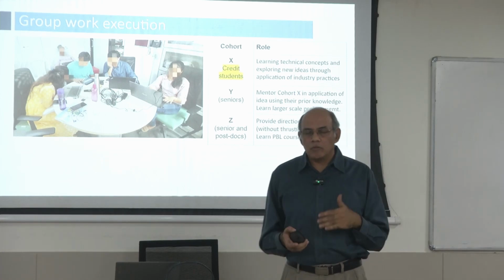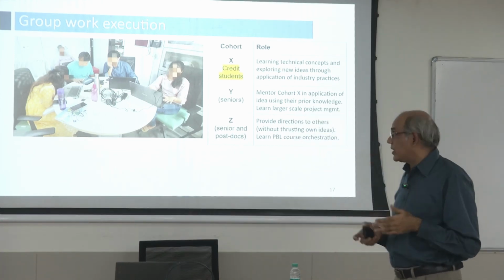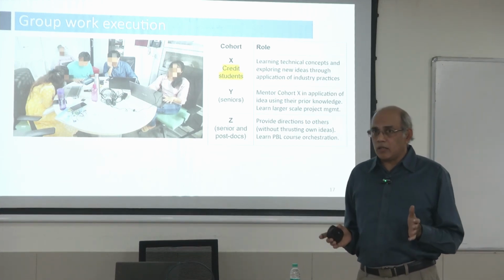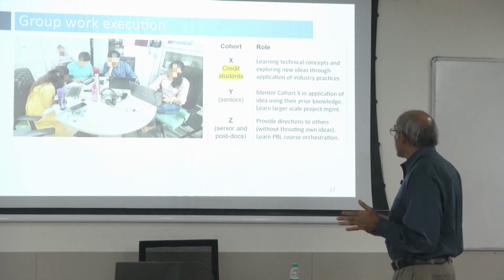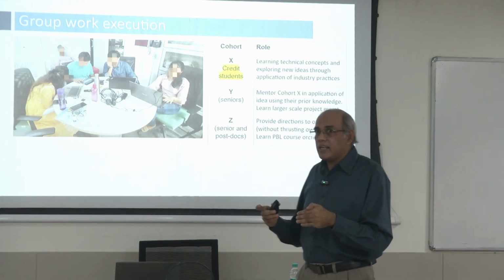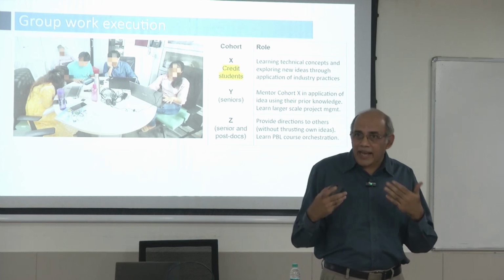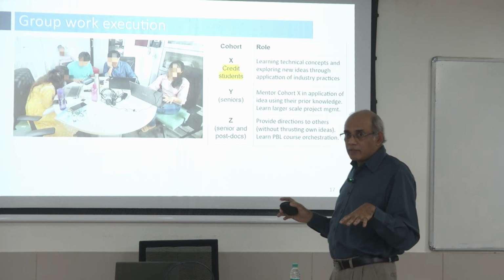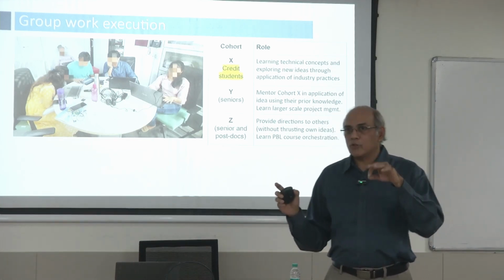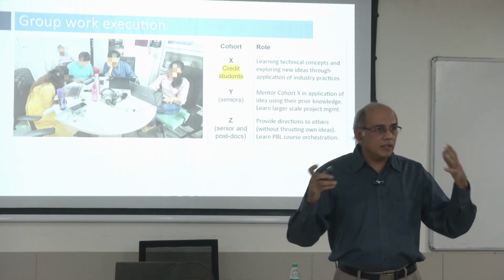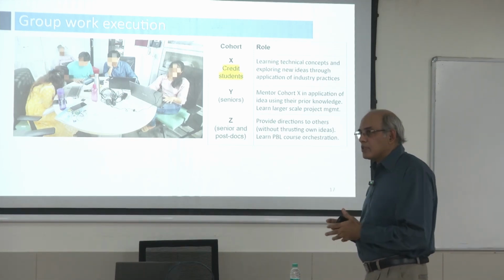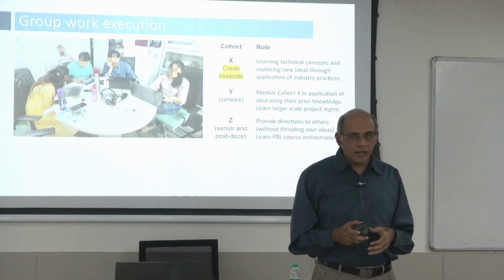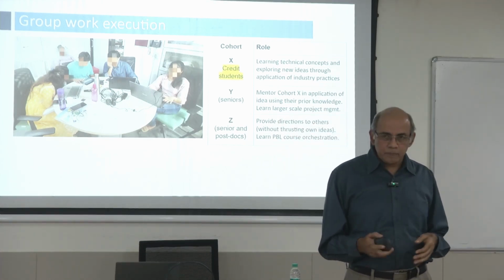And what were their roles? We had these 3 cohorts, X, Y, and Z. The role of X was to learn the technical concept. The role of Y was to mentor X in applying their ideas using their own prior knowledge. And the role of Z was to provide broad direction to everyone, without imposing their own ideas. That's also an important goal, because normally in a large project, it's the senior person who says, let's do this, and all the junior persons just wind up doing that. So we ensured that that didn't happen.